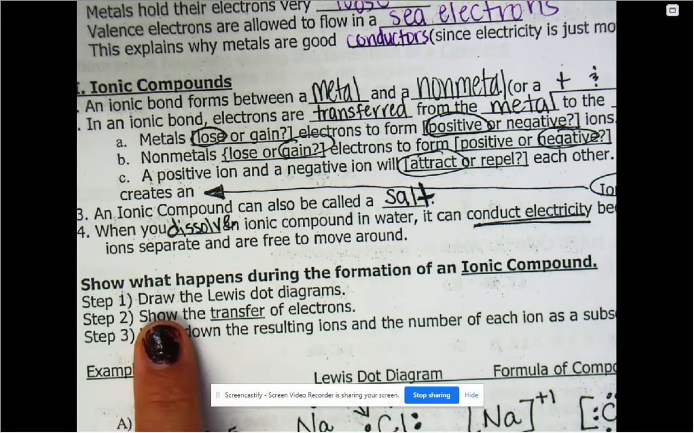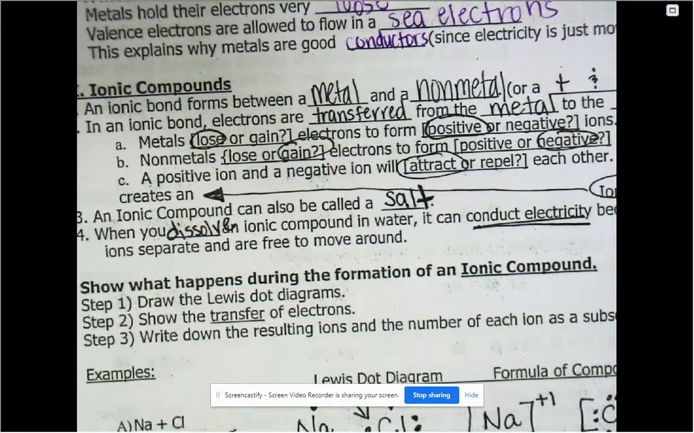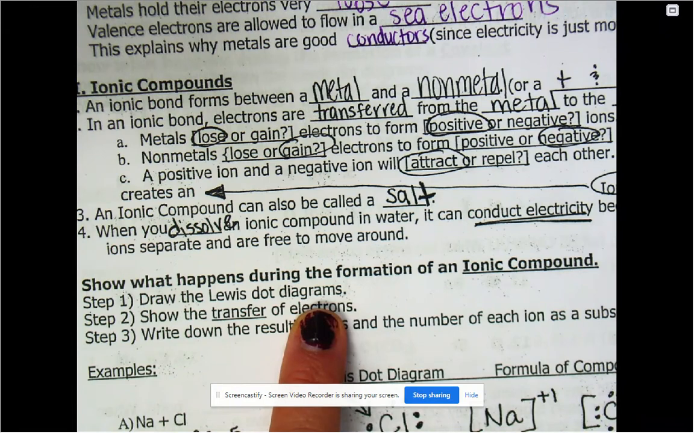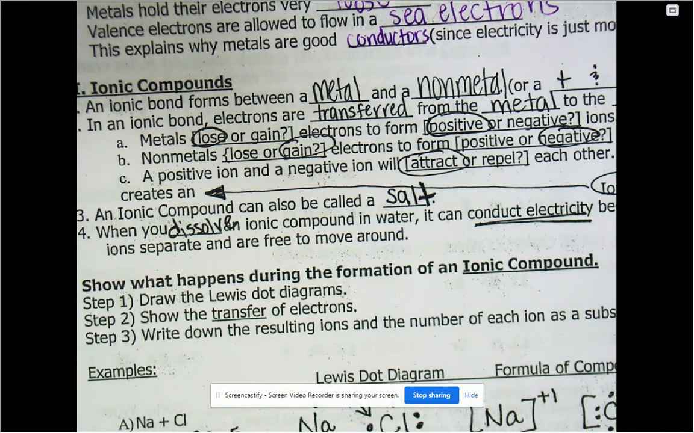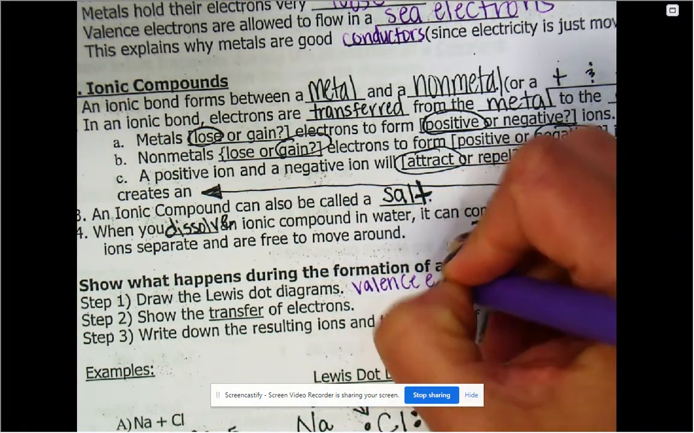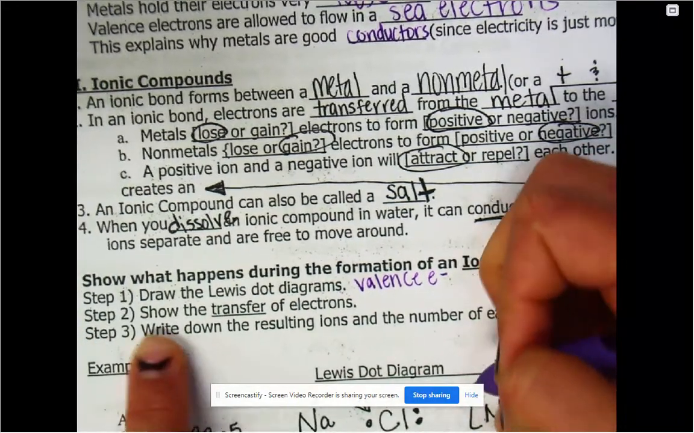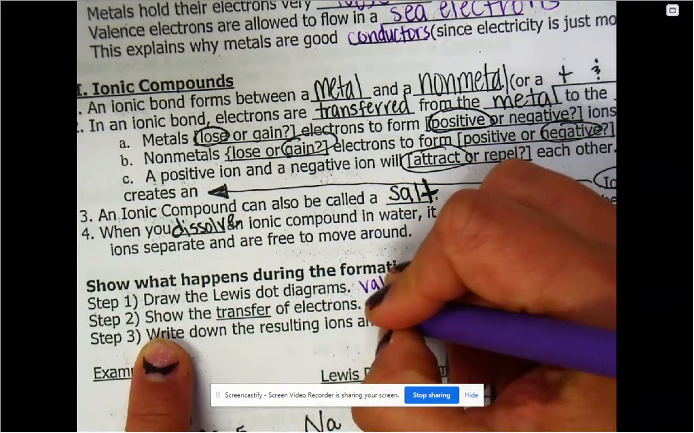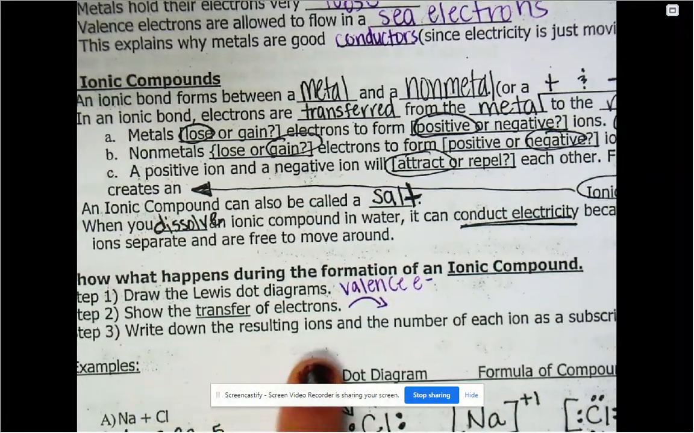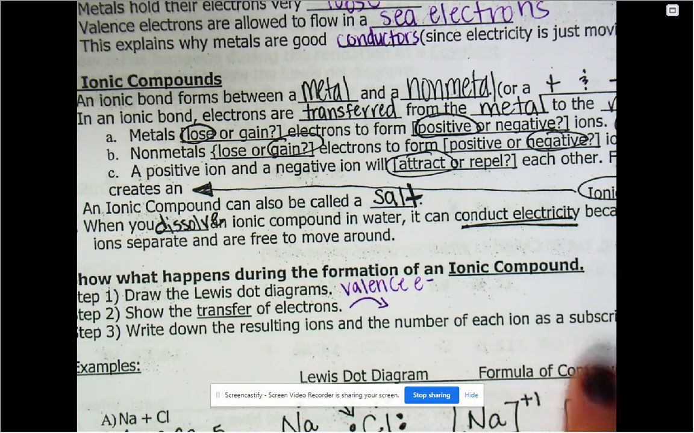So when you are drawing out what happens with an ionic bond, we're showing the actual transfer of an electron. We first have to start with drawing the Lewis dot diagrams. That's the electron dot notation, by the way. So we put the dots in order. We're going to say our valence electrons, right? Then you have to show the transfer of electrons with an arrow. Then you're going to write down the resulting ions and the number of each ion as the subscript.